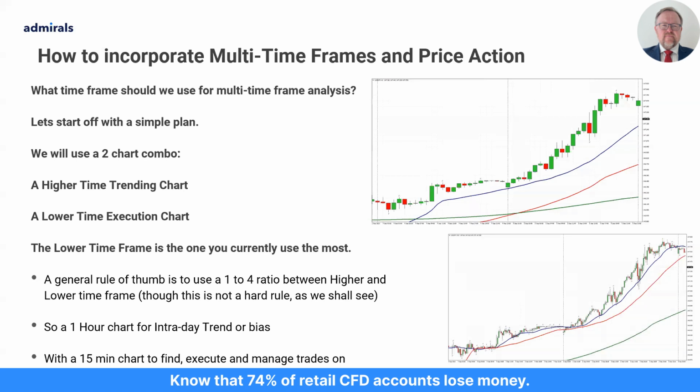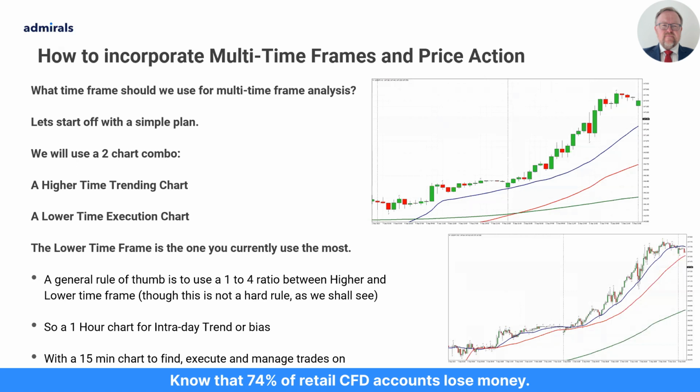That's okay for the moment. Let's not make too many big changes. We'll stay with that, but that becomes our lower time frame execution chart. And as I said earlier, a general rule of thumb is that we utilize a 1-to-4 ratio between the higher and the lower time frame. That doesn't have to be a hard rule. It's just a starting point for us to work with.